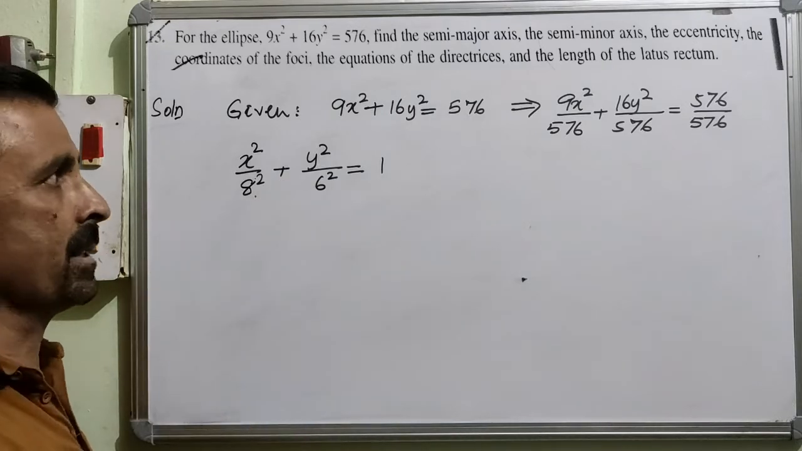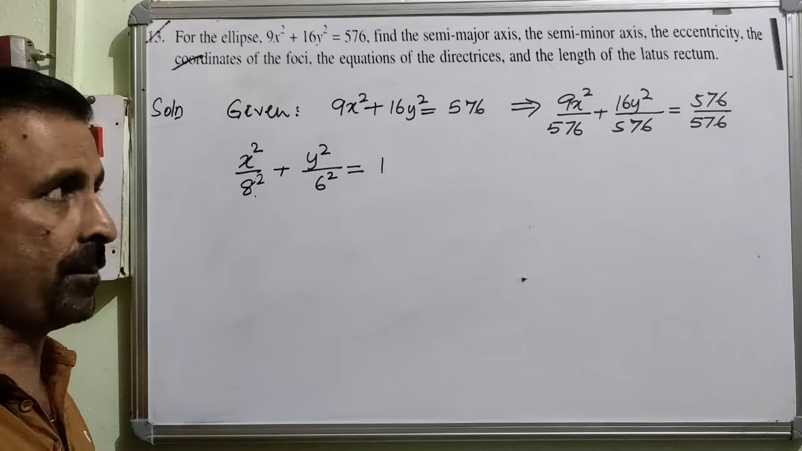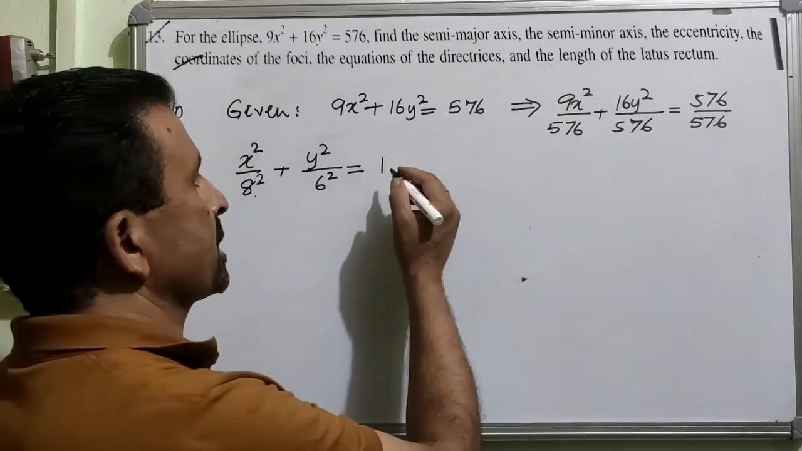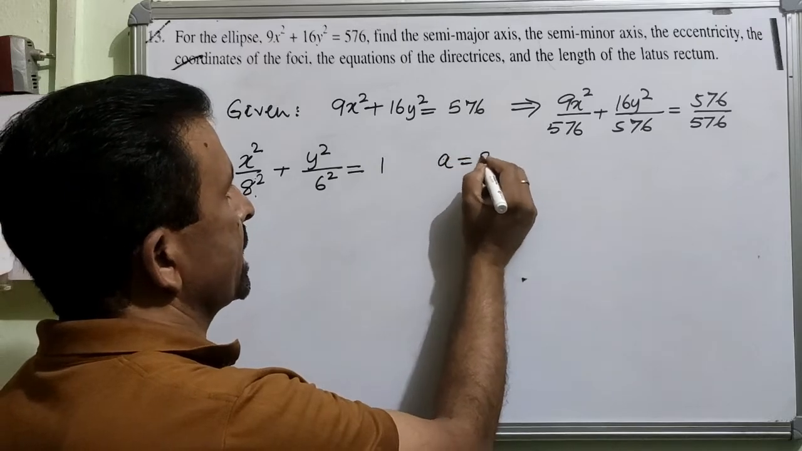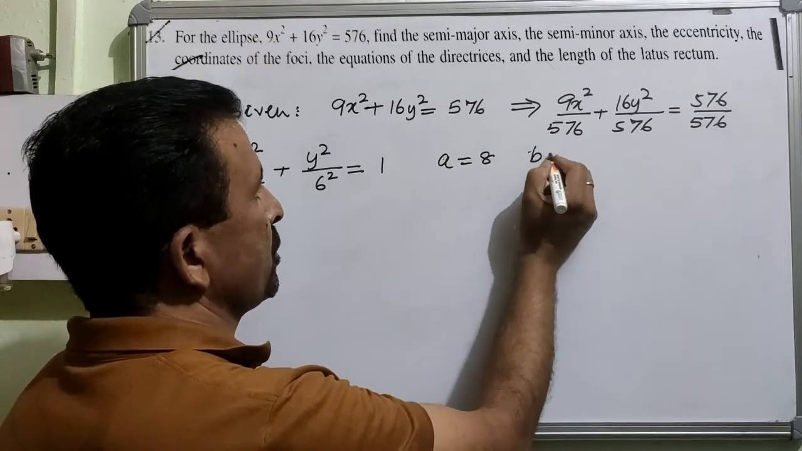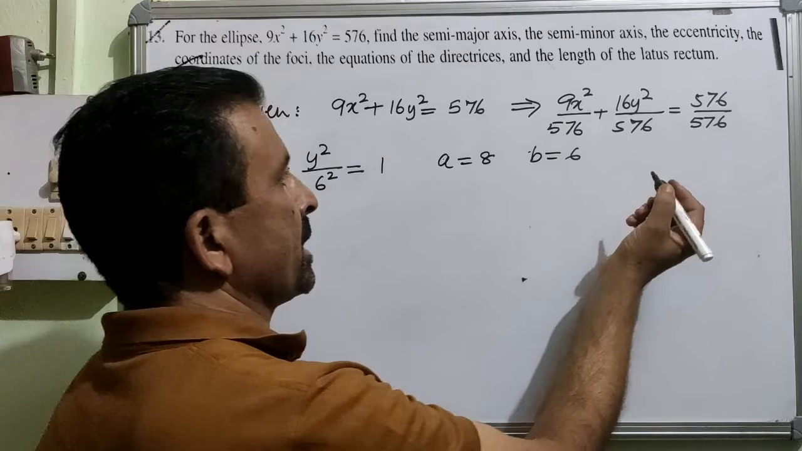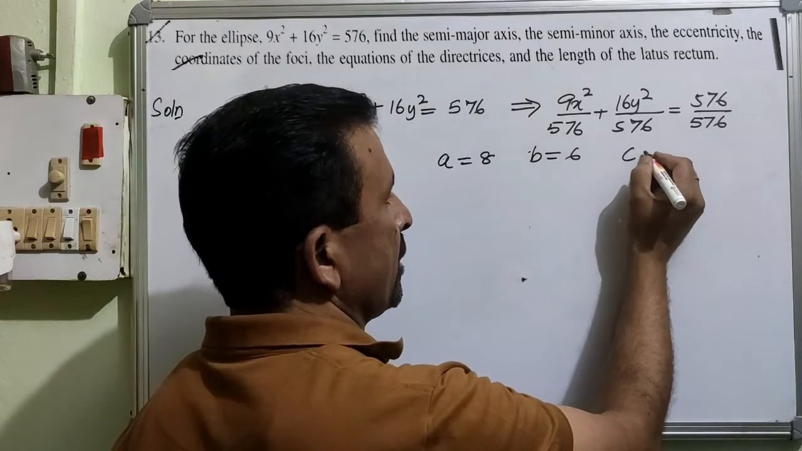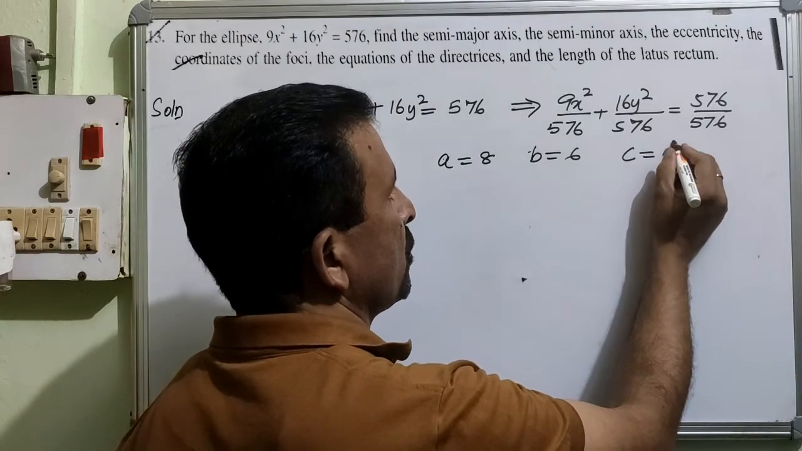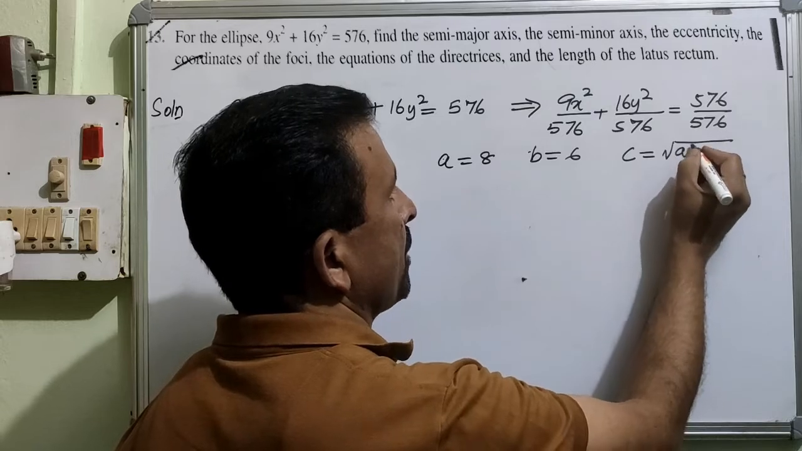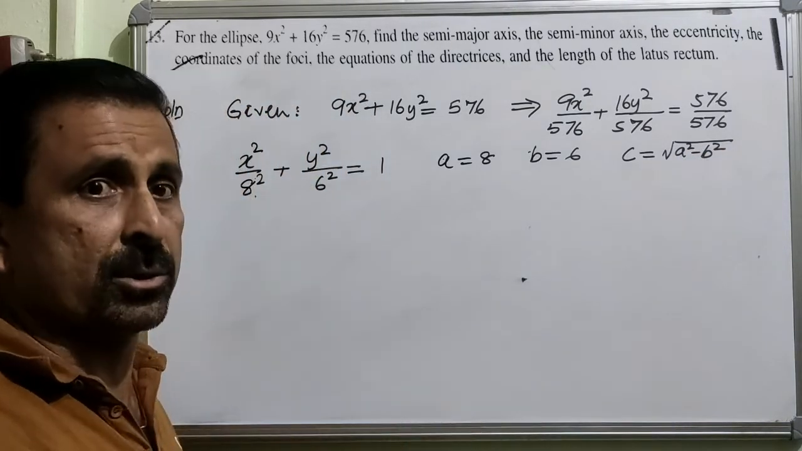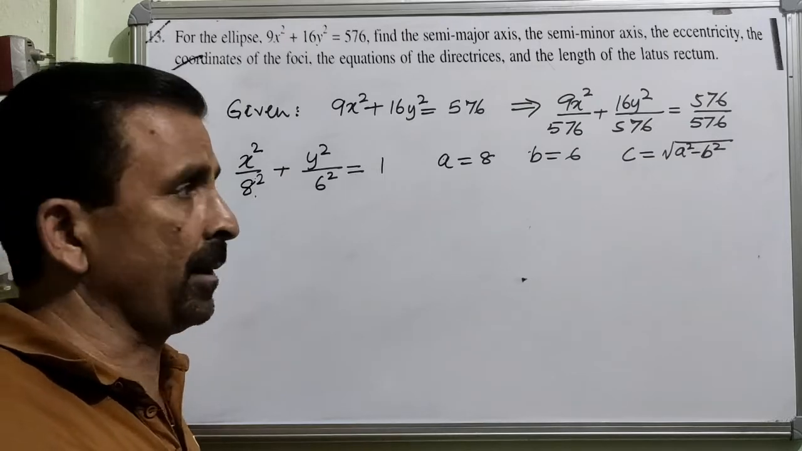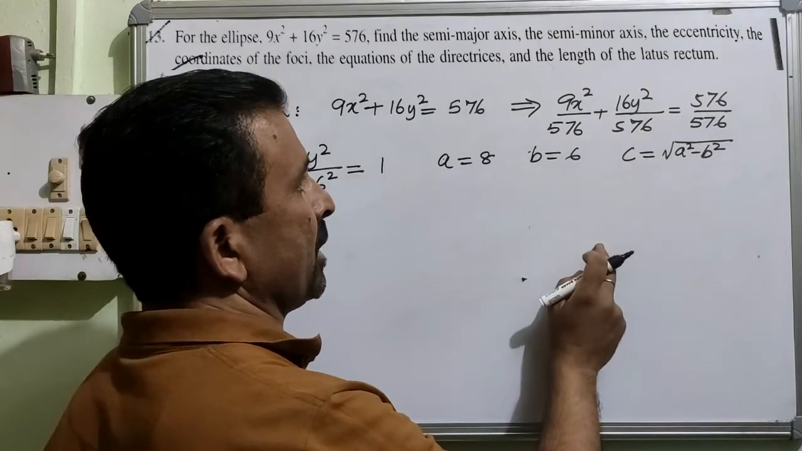We are going to first of all find the value of C, because we have to find out the eccentricity, right? So we are going to first of all find the value of C. A is equal to 8. From here, B is equal to 6. Now we are going to find the C value. C is equal to root over A square minus B square, because A square is equal to B square plus C square. I have already given you the formula. So using that formula, we are going to find the value of C.